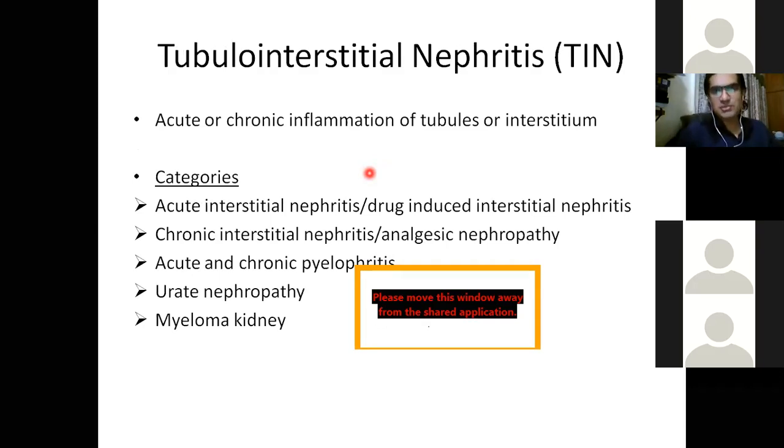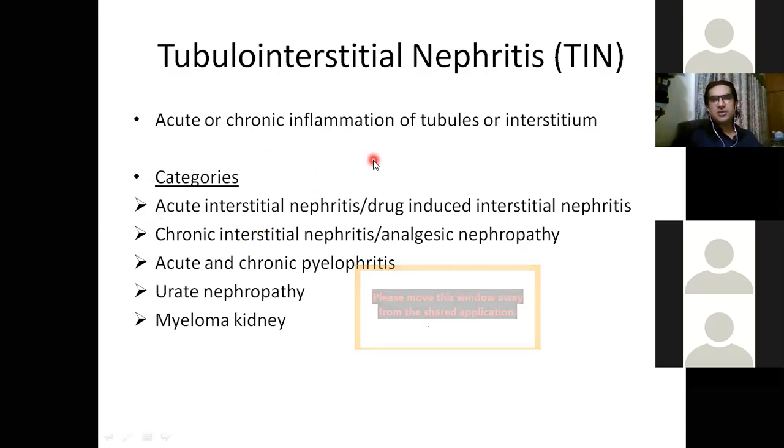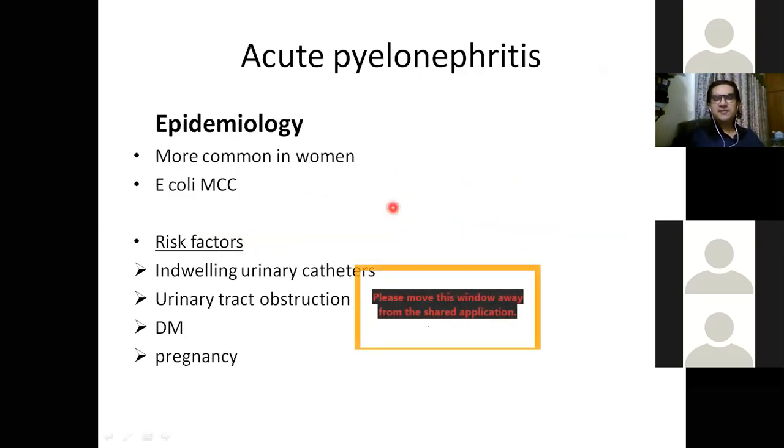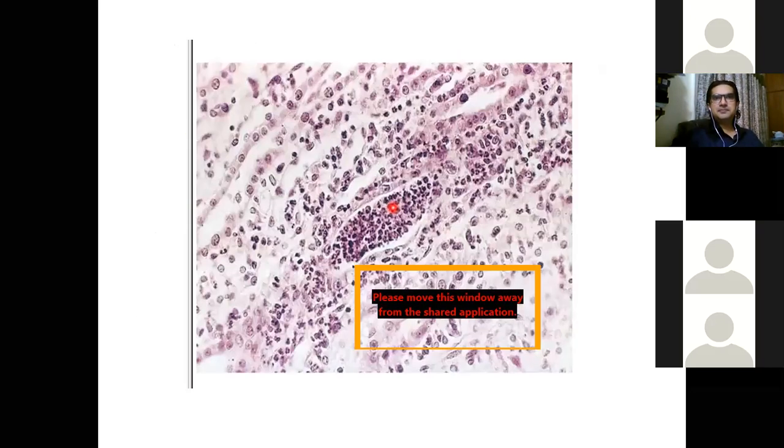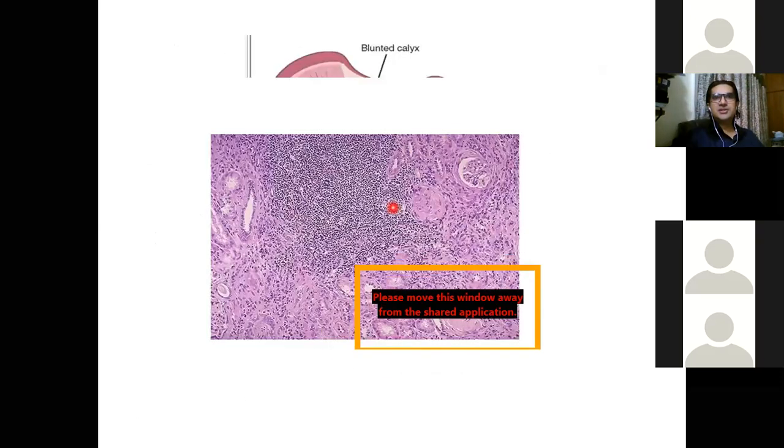The next is tubulointerstitial nephritis. And as I told you, tubulointerstitial nephritis can be of acute and of chronic category, right? So acute is called acute interstitial nephritis. It is also called acute drug-induced tubulointerstitial nephritis. And the chronic is called chronic interstitial nephritis or analgesic nephropathy. So let's see first acute interstitial nephritis.